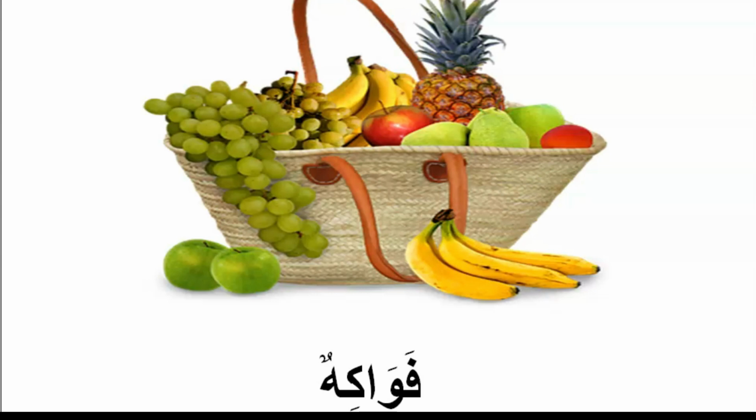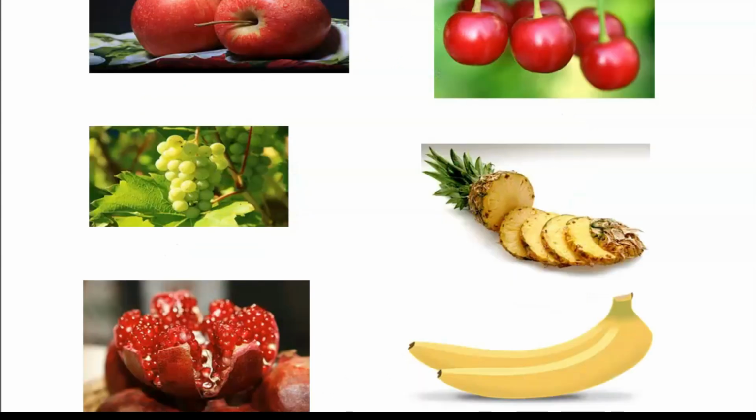فواكه, fruits. You have كرز، تفاح، أناناس، عنب، موز، رمان.